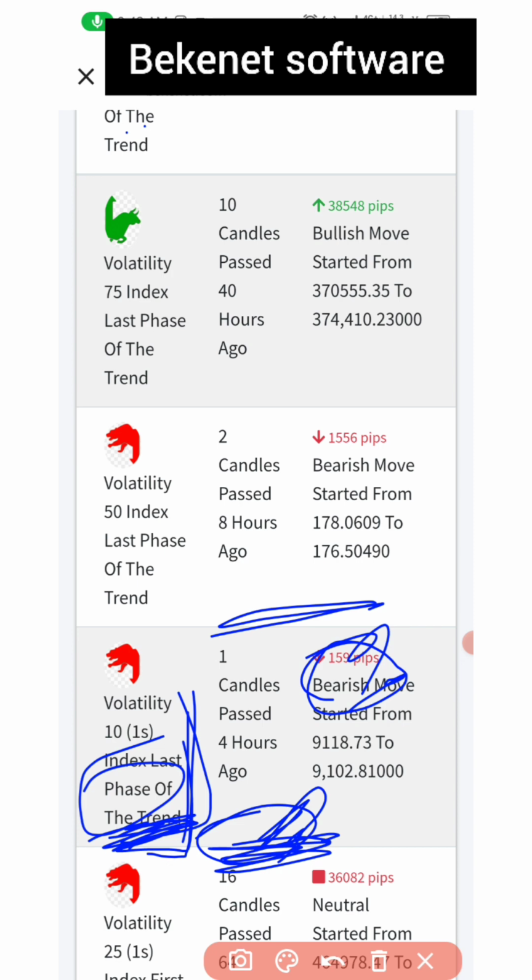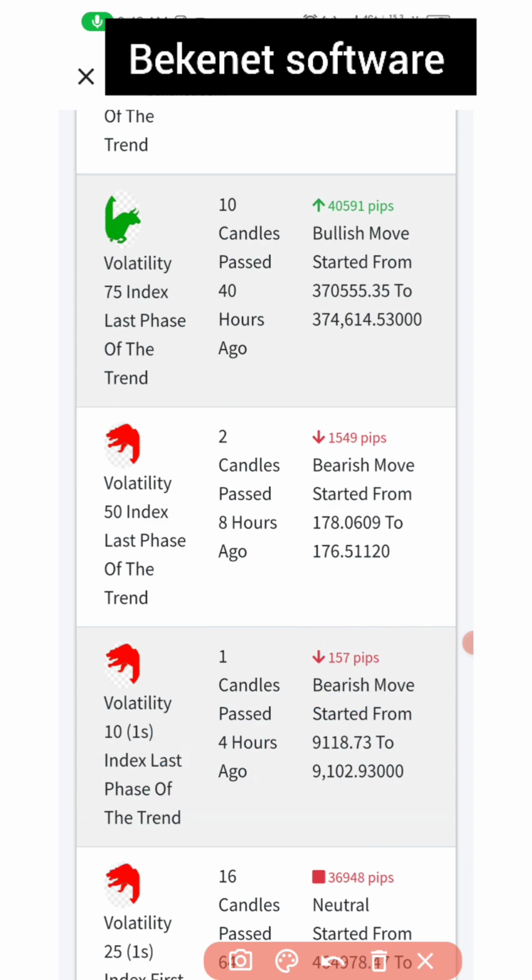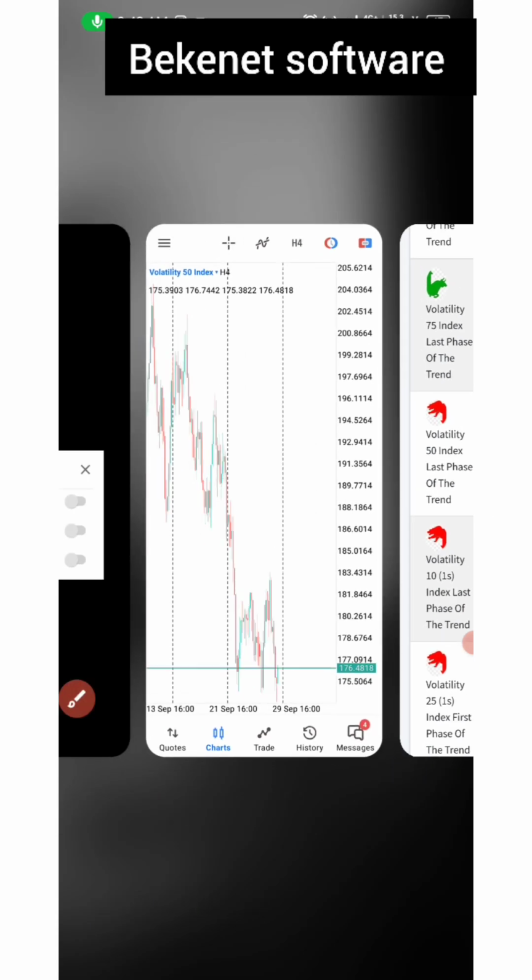But I don't advise you guys to do that because you don't understand how the market works. Just focus on when it turns to a bearish, bullish move or neutral. Look at it now. It has turned to the last phase. Now if we go to this chart, the price is at the bottom. Volatility 10 (1s). Now let's go there so that you see what I'm talking about.